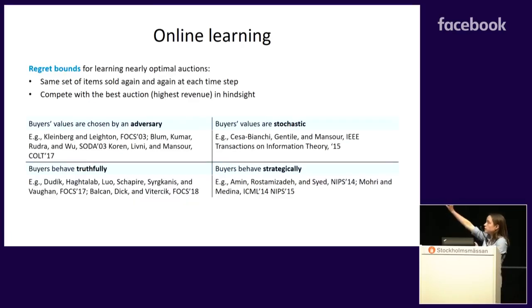And there are a lot of different viewpoints you could take on online learning for auction design. For example, maybe the buyers' values are adversarial, maybe they're stochastic, maybe the buyers are being truthful at every single time step, or maybe they're being strategic in that they know they're a part of some repeated auction and they're being strategic to get better prices in the future. And this is just a tiny subset of the works that have been looked at in this arena.